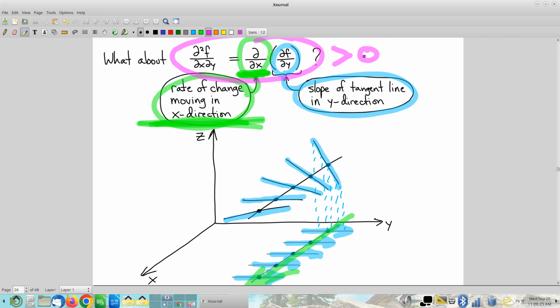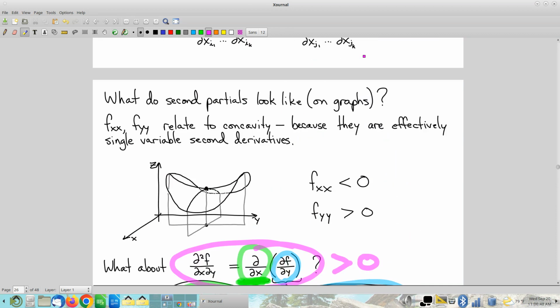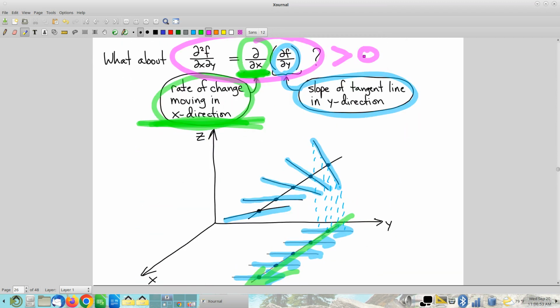I like to imagine that someday I'll actually get a physical one of these, but I imagine a sheet of rubber, and that the sheet of rubber is literally being twisted like this. Everybody see what I'm doing? So just putting a twist in it. That's what mixed second partials measure. Unmixed second partials measure cross-section concavity. Mixed second partials measure twists. And again, there is no single variable version of this. It's a brand new geometric idea.